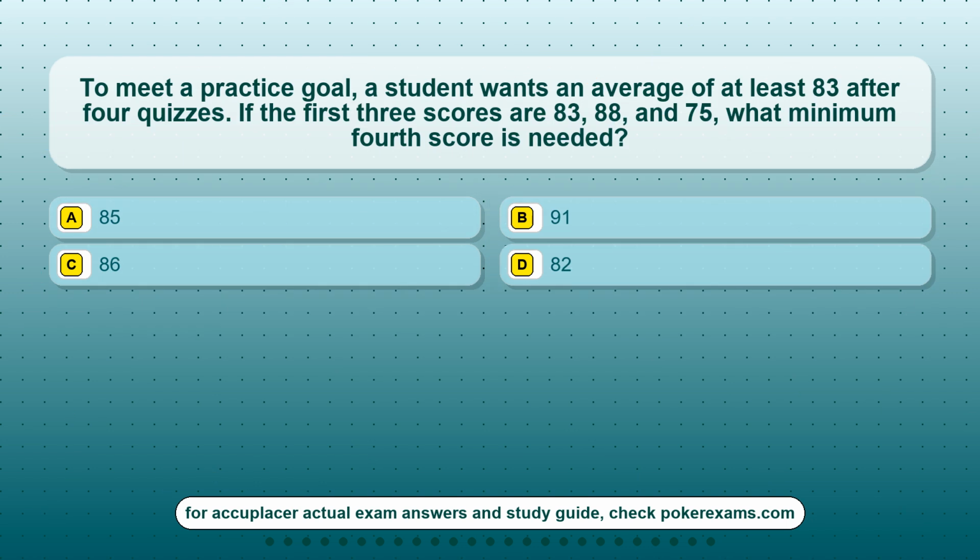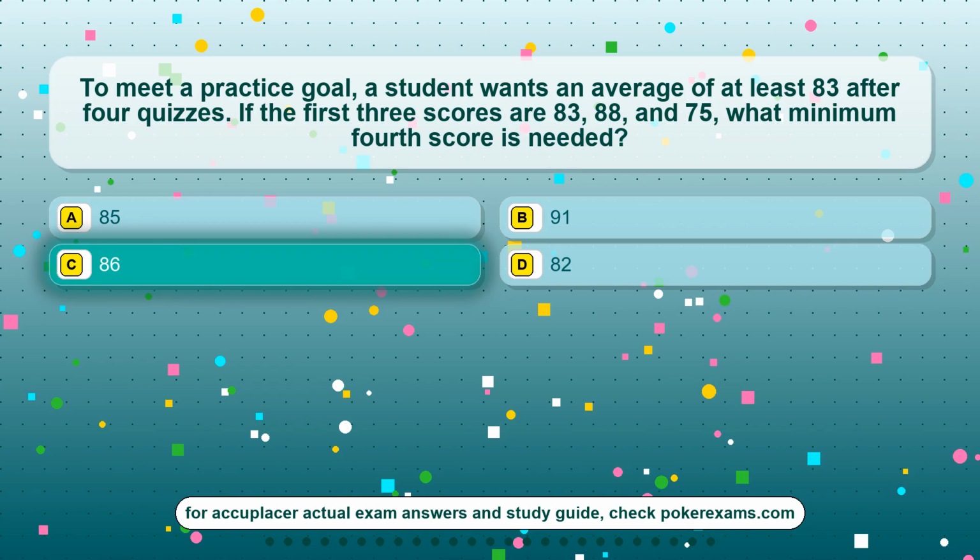Question 22. To meet a practice goal, a student wants an average of at least 83 after 4 quizzes. If the first 3 scores are 83, 88, and 75, what minimum fourth score is needed? Option A, 85. Option B, 91. Option C, 86. Option D, 82.